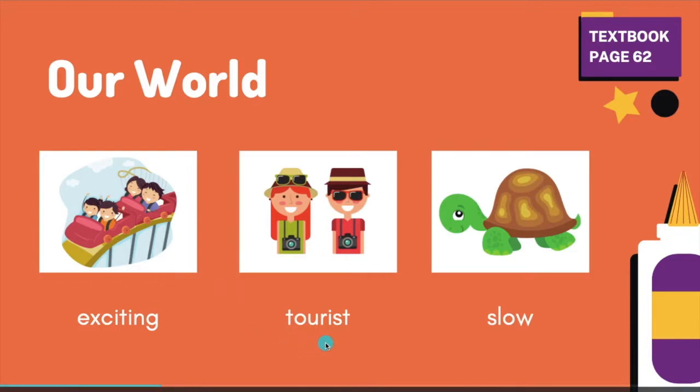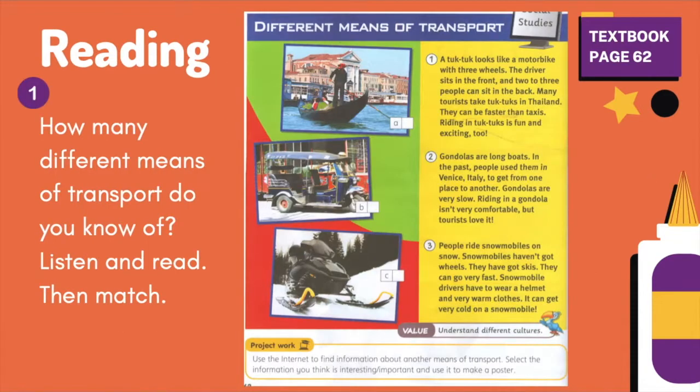Next, tourist. Tourist. If there are two of them, tourist with S here. The plural form for tourist is tourists. You just need to add S here if there are two of them. Next, slow. Slow.